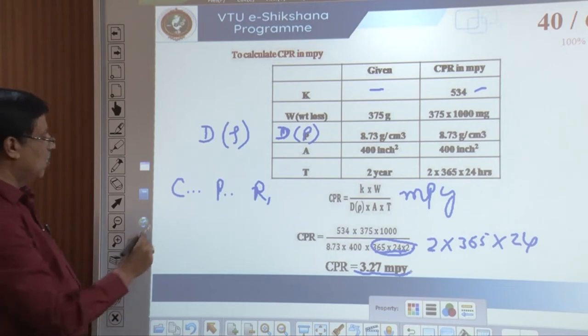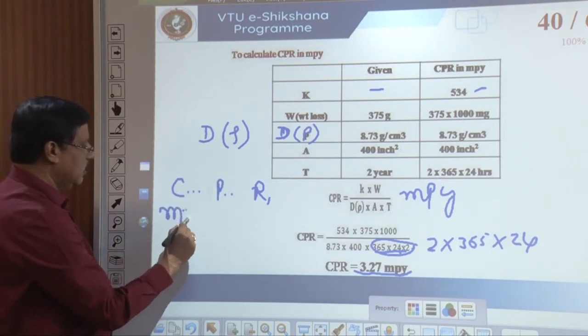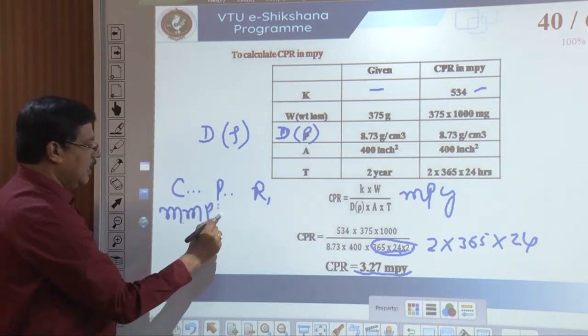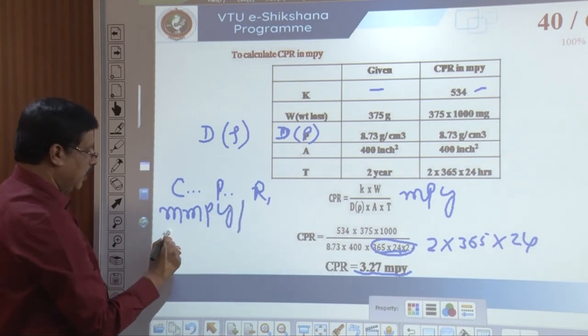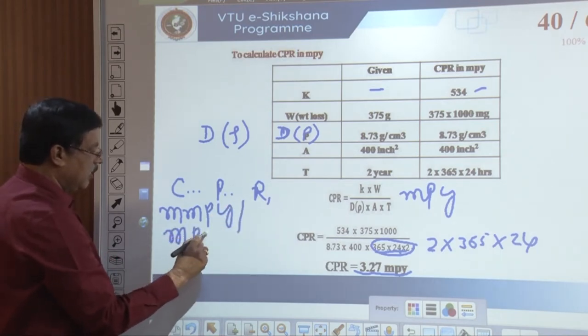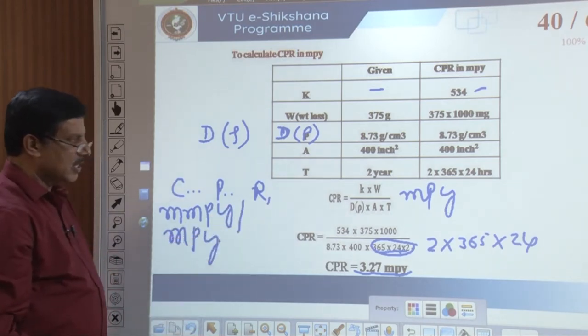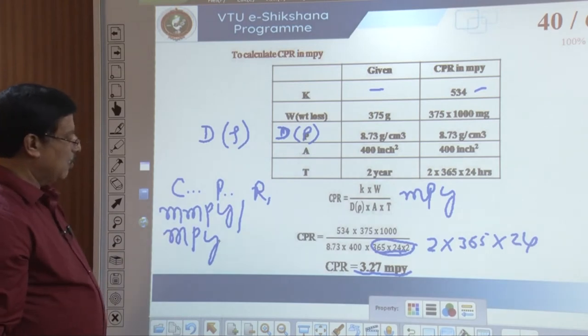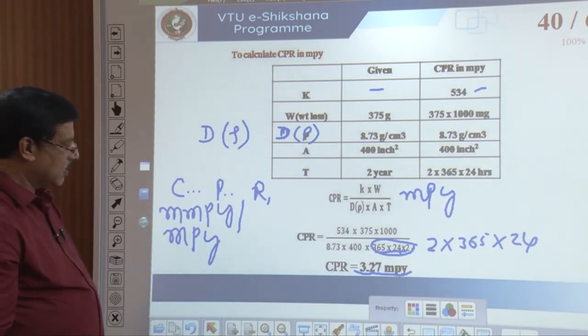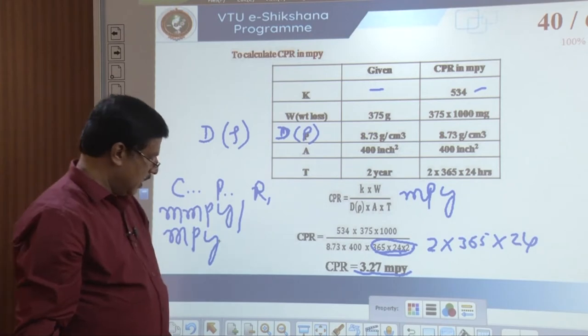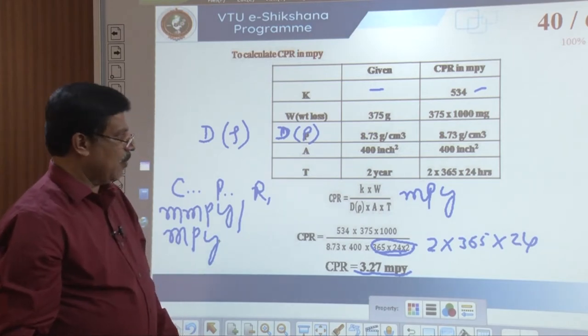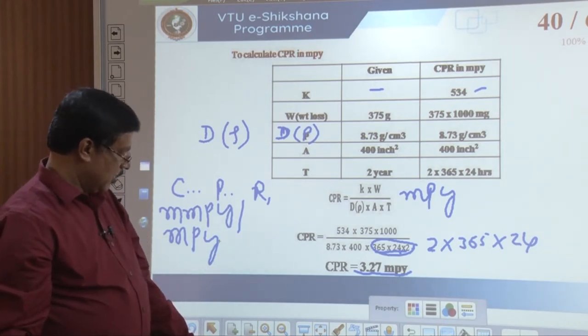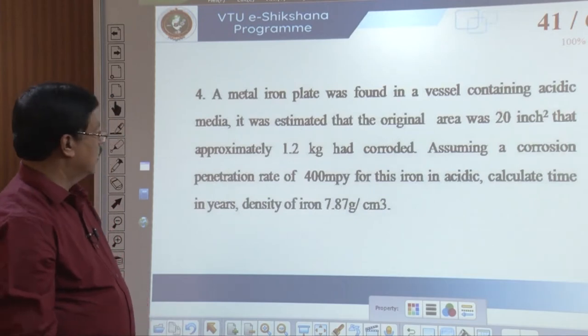Now we have calculated both millimeter per year and mils per year, depending upon the question to be asked in the main examination. You have to be ready to answer that. Later, don't ask this one. Blame the teachers about that, because you may ask, you may not ask both, but you have to be ready to answer any one of them.